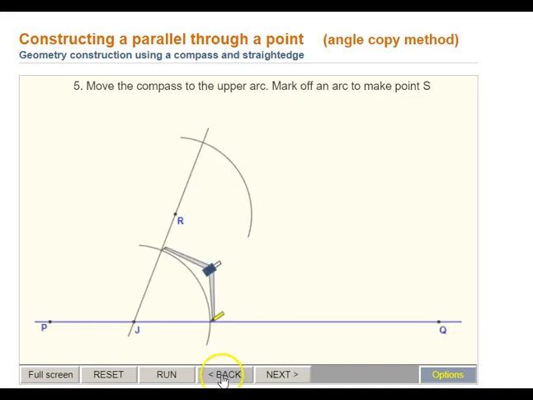Let me go back again and show you that. We've measured the lower arc from JR and PQ. You move your compass up to the intersection of the upper arc and strike an arc and label it point S.